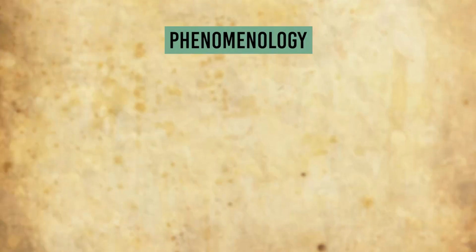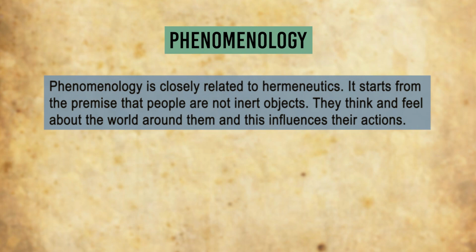Next, we'll come to phenomenology. This is another application area of interpretivism. Now, what is phenomenology? Phenomenology is closely related to hermeneutics. It starts from the premise that people are not inert objects and they think and feel about the world around them. So the way positivism starts from the external world, this phenomenology starts from the internal world, when they're looking for the motives and actions of the people, and they're trying to say that the external world is not absolutely the be-all and end-all of everything.